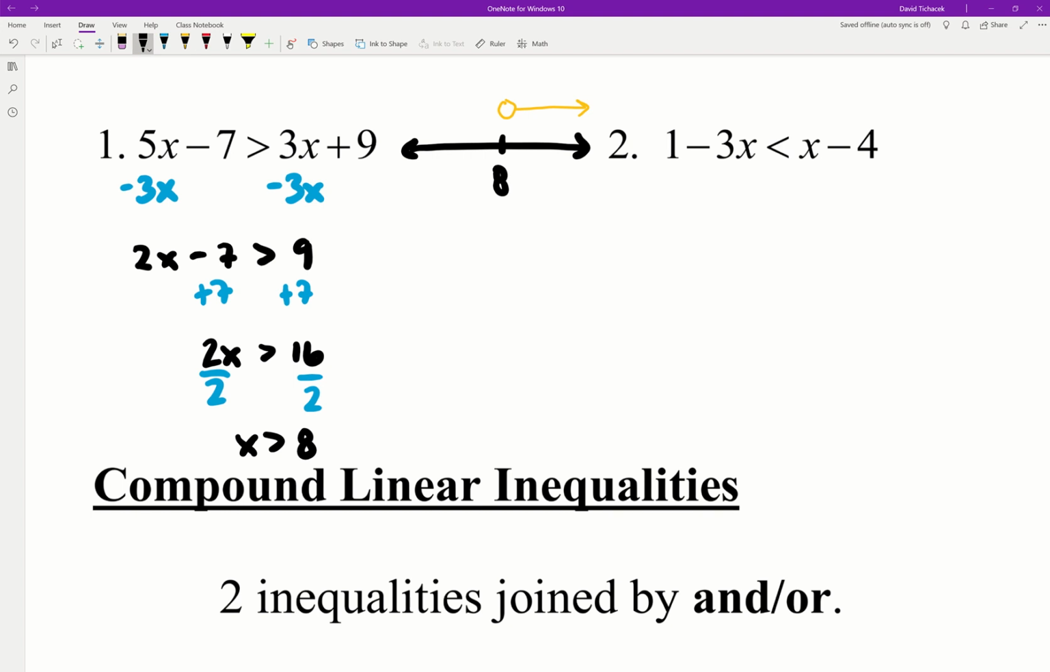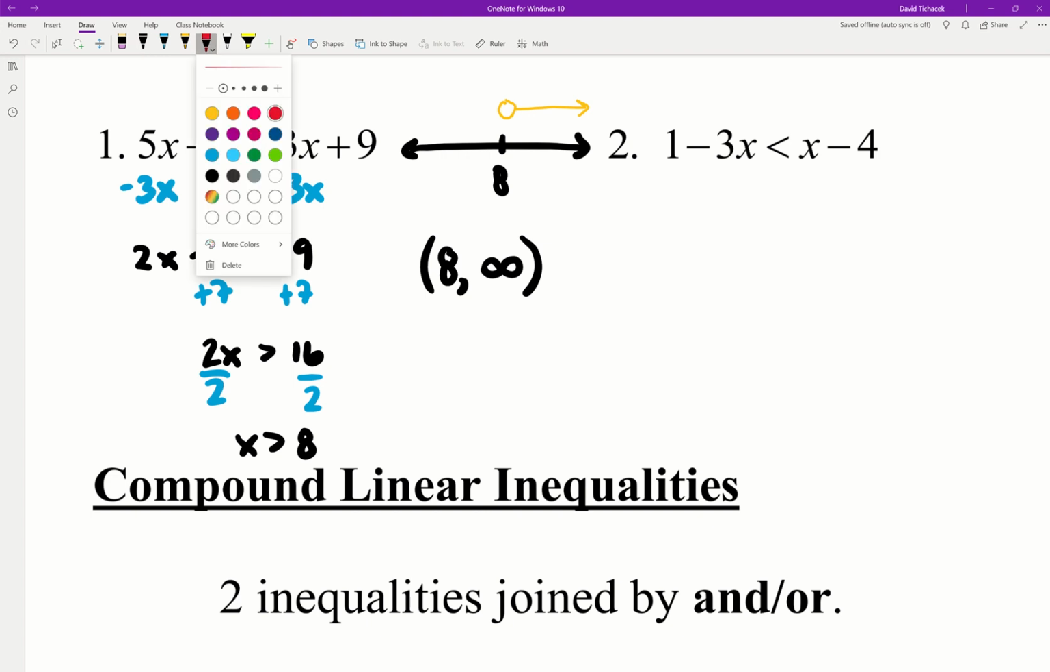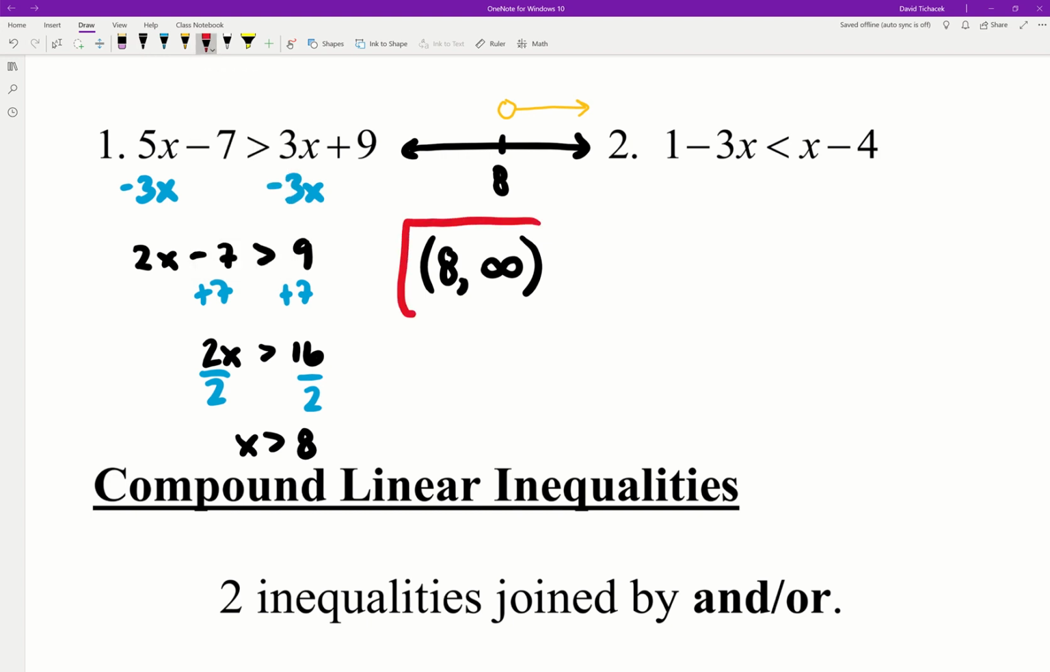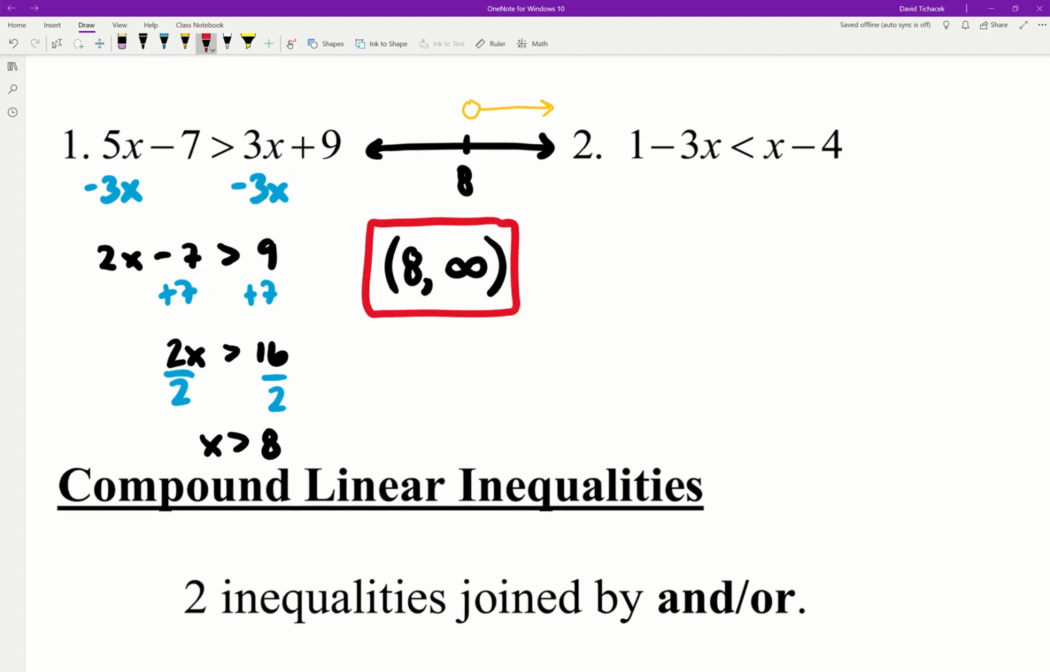So if we were to go ahead and write this in interval notation, that would be the open interval from 8 all the way to +infinity. And don't forget that a parenthesis means that I'm not including that number, and we always put a parenthesis around infinity because we'll never reach it. So there we go. There's our solution for that first one.